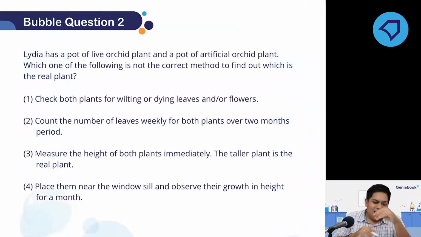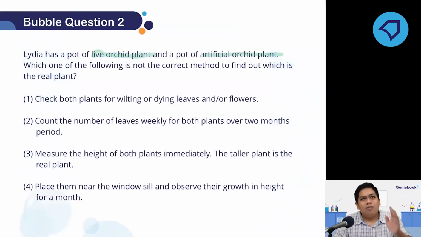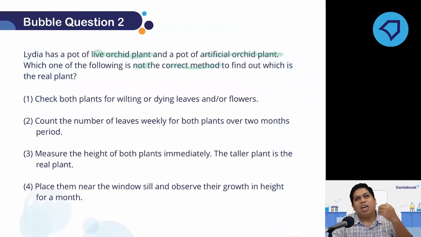What happened? Okay, so let's take note of the important points first. Lydia is comparing a live plant and an artificial plant, basically a real one and a fake one. So which of the following is not the correct method? So we want the wrong method, to find out which one is the real plant.